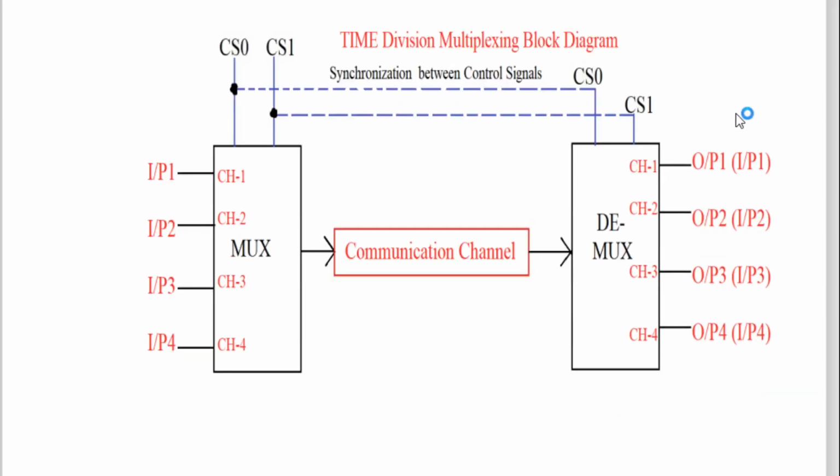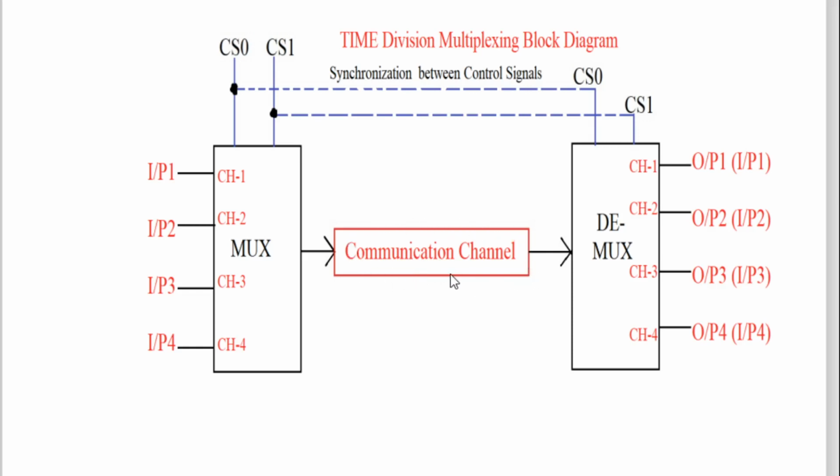This is the block diagram of time division multiplexing. Observe the block diagram very carefully. We are going to study each and every part of this block diagram. In this block diagram, our focus point is the communication channel. And the problem is what? This communication channel has less bandwidth.